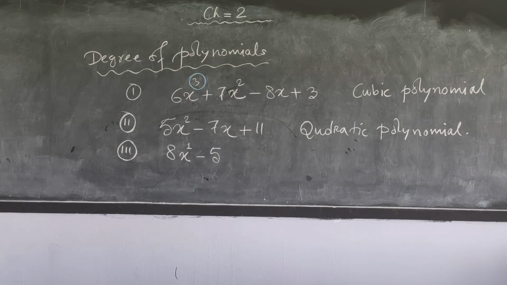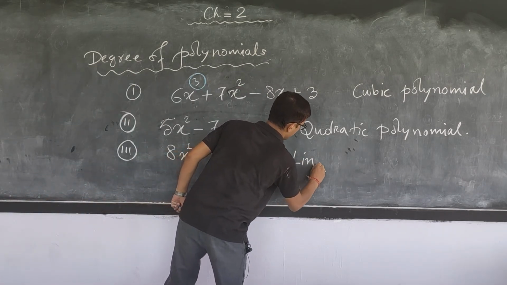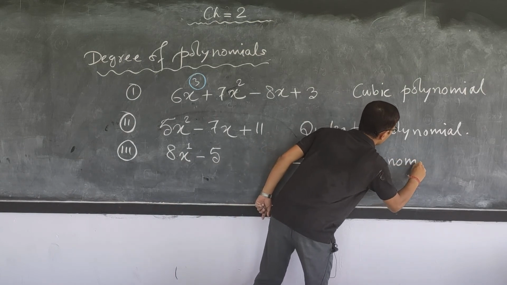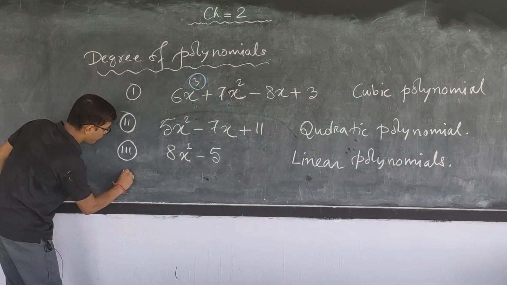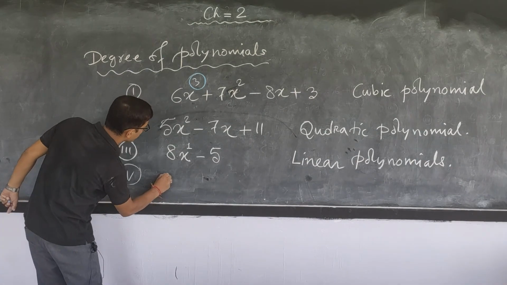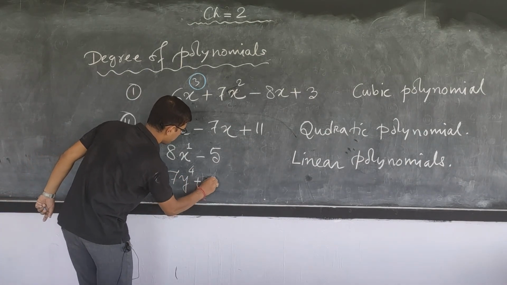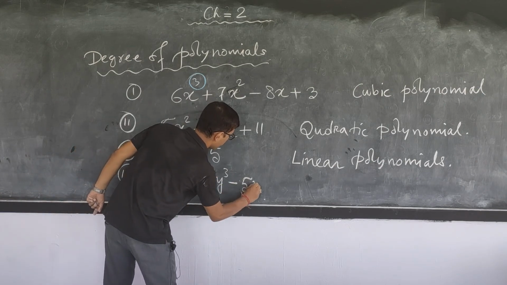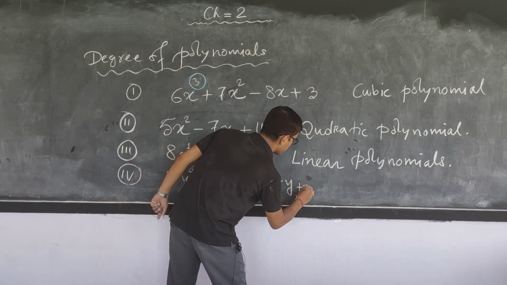Okay, linear polynomials, polynomials. Clear? One more type of polynomial will come. Suppose we have 7y to the power 4 plus 8y cube minus 5y square minus 6y plus 7.